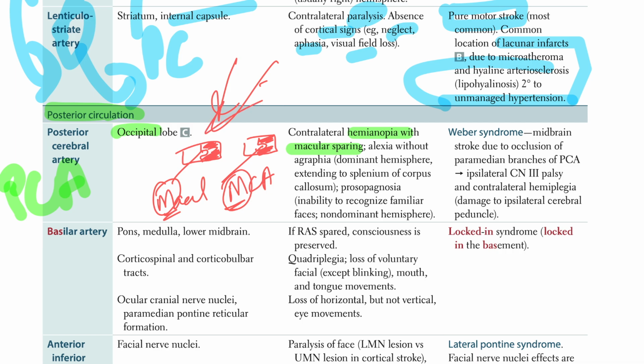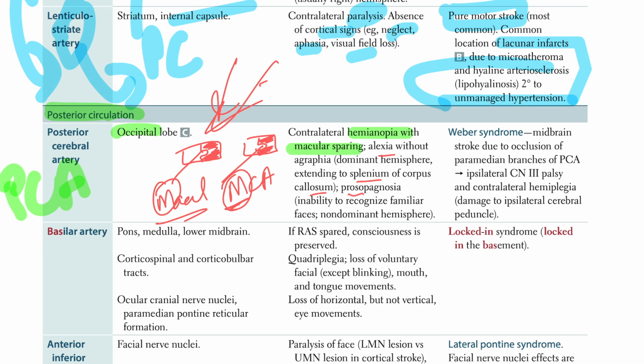Right? So here, high yield: macula sparing, because it is supplied by an MCA. That's why you have macula sparing. Alexia without agraphia. Again, alexia, you can't read, but without agraphia, they can't write. So they can't read without agraphia. They can't write. If it's a dominant hemisphere extended to the splenium of corpus callosum.